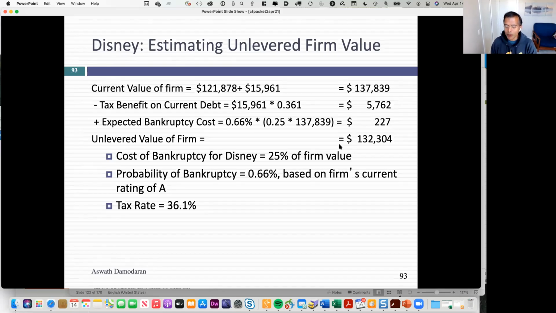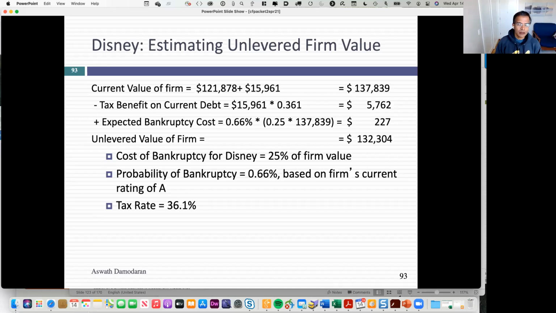What I get as my unlevered firm value for Disney is 132.3 billion. You're saying, what does that tell me? In my judgment, if Disney had no debt, they were all equity funded, their value as a company would be about $5.5 billion less than it is today, 132.3 billion. That's going to be my starting point.